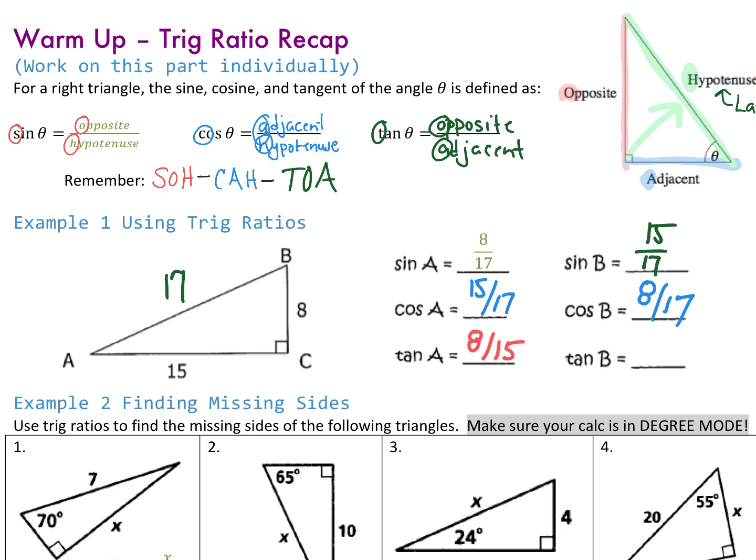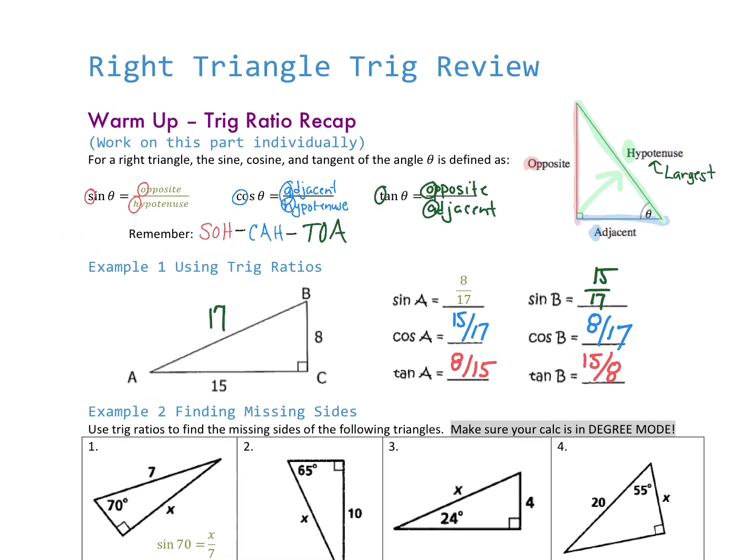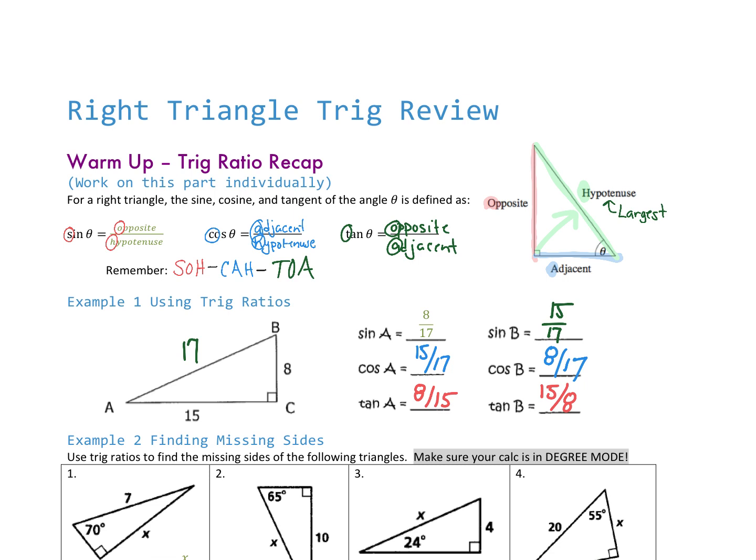The tangent of angle B, so jump across our triangle here, and keep in mind we're asking for tangent, so we're thinking TOA, opposite over adjacent. The opposite side is 15, and the adjacent side is 8. And that is how we write our ratios for sine, cosine, and tangent. You just want to think SOHCAHTOA.